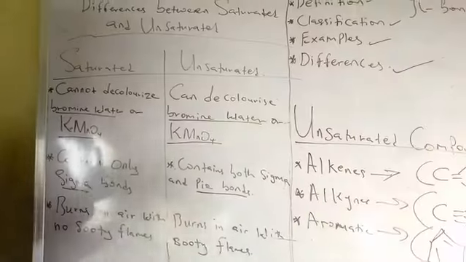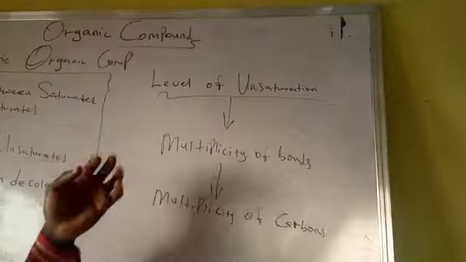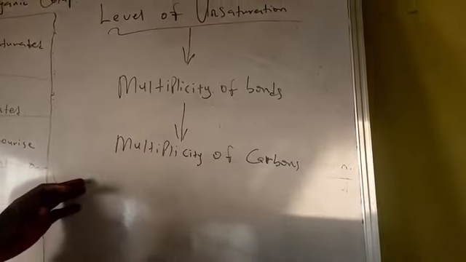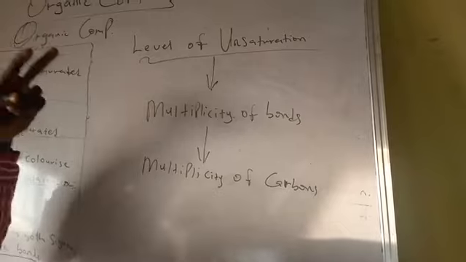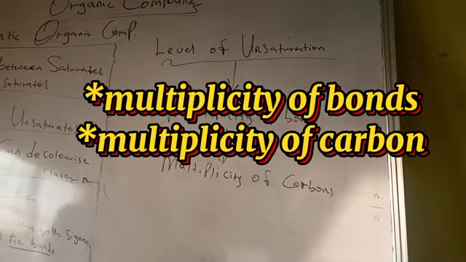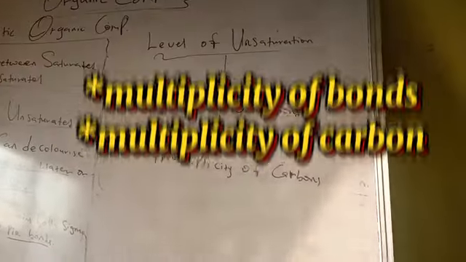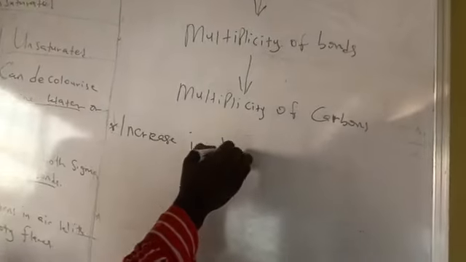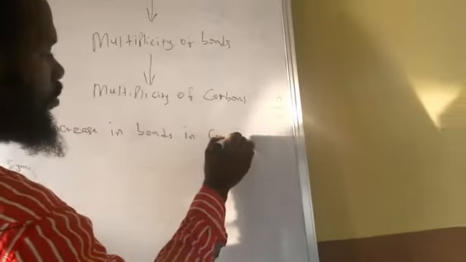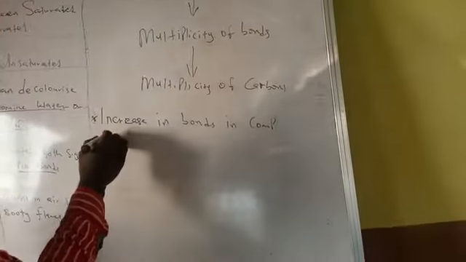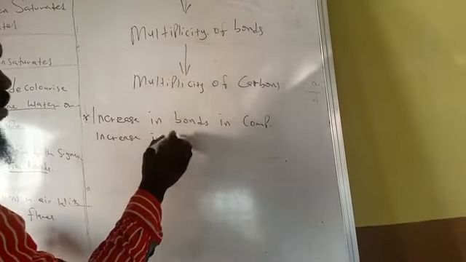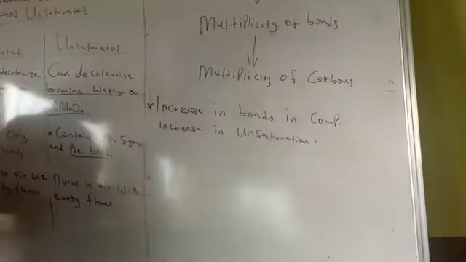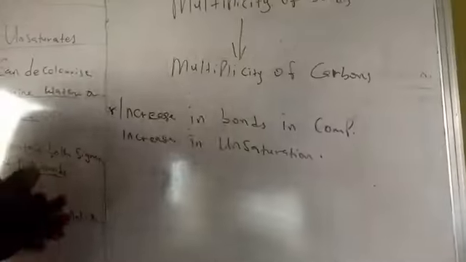Now this will take us to the level of unsaturation. The level of unsaturation is determined by the multiplicity of bonds, and also the multiplicity of carbons. An increase in the number of bonds in a compound determines an increase in the unsaturation of that compound.